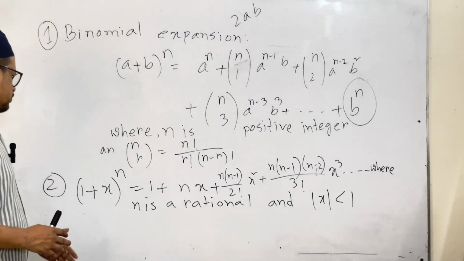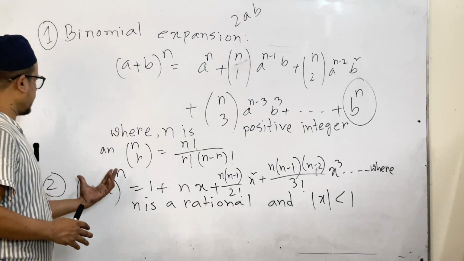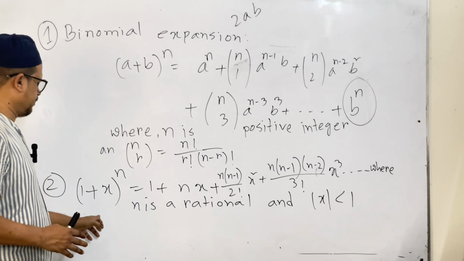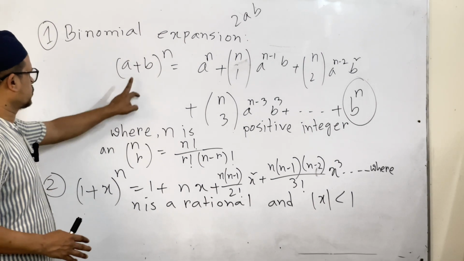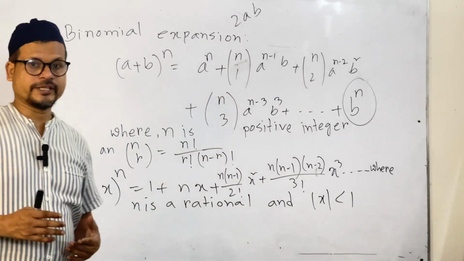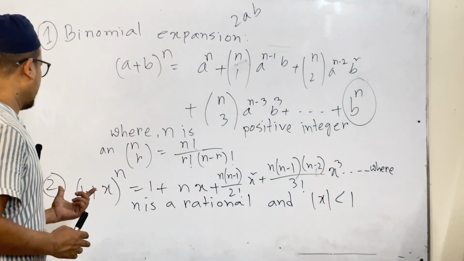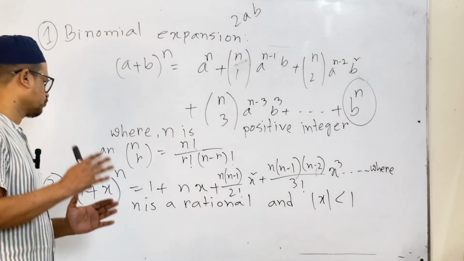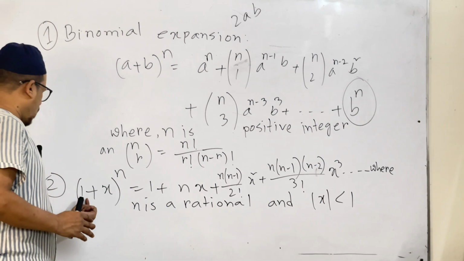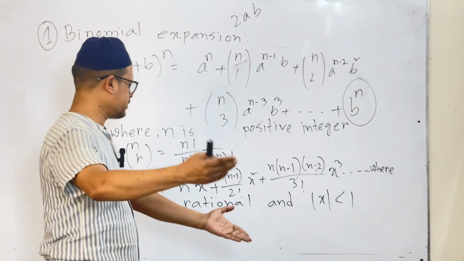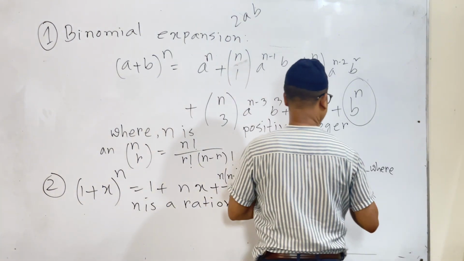This is the same for a plus x to the power n, but here why not like this, a plus b? Here there is one, that's why this expansion is easier. It's just simple: here is one, and x, and finally you can write x to the power n.